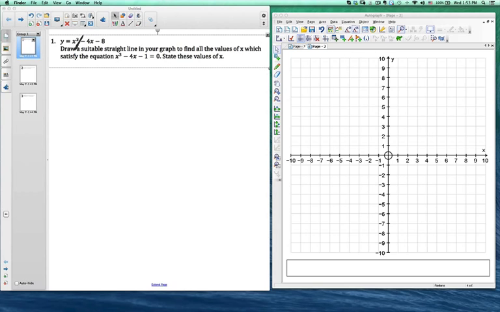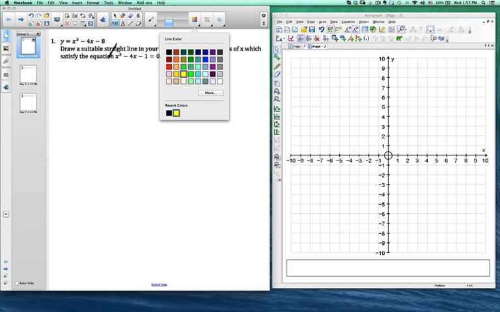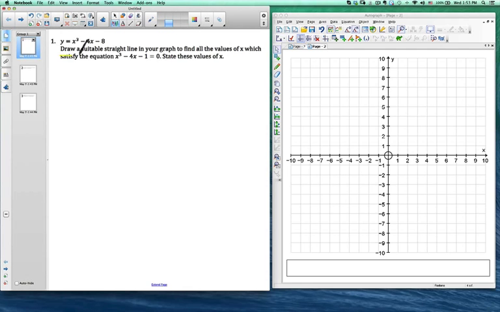For Part C, the question will ask you to draw a suitable straight line on your graph to find all the values of x which satisfy the equation x cubed minus 4x minus 1 equals 0. So of course, you have to understand the meaning of satisfy.